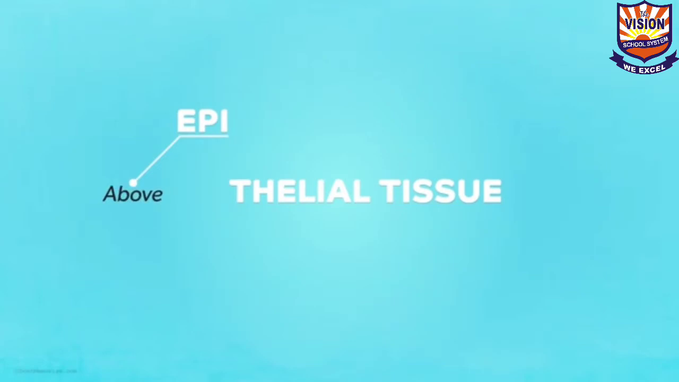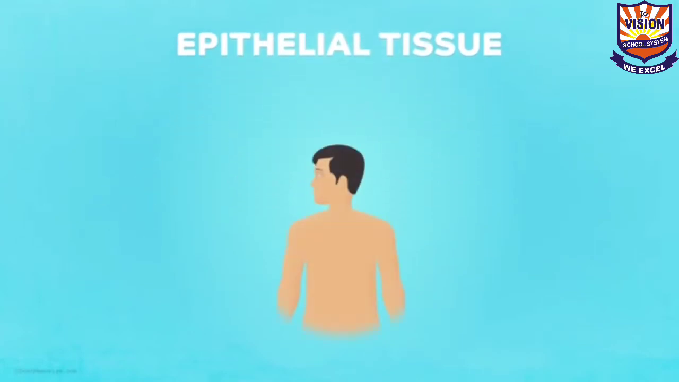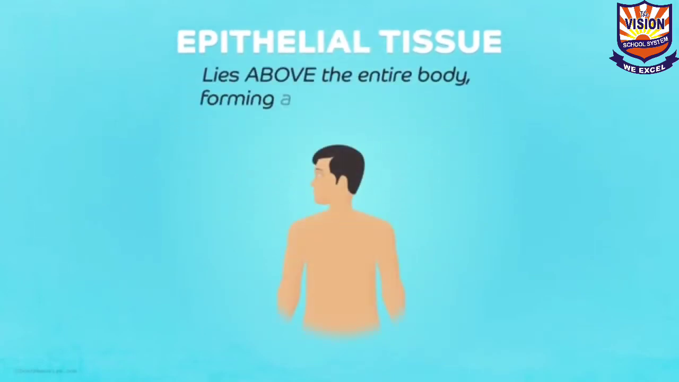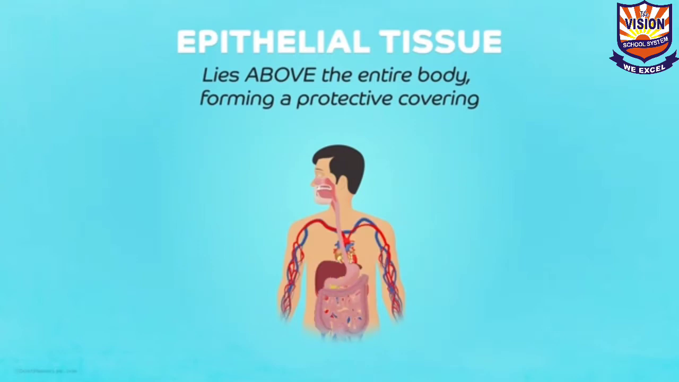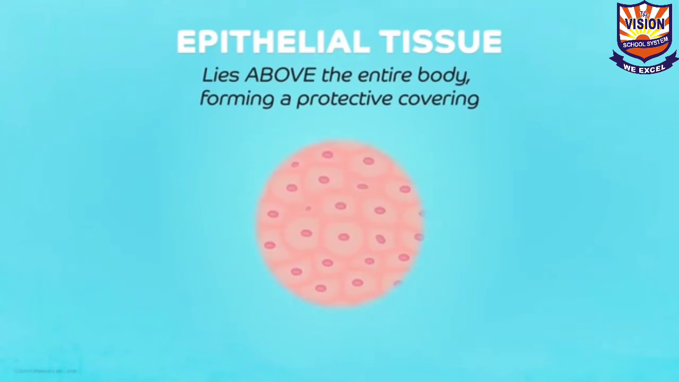Let's begin with the first type, epithelial tissue. As the name says, epi is above. So epithelial tissue is the one which lies above the entire body, forming a protective covering. Along with the covering, it also forms a barrier between the various organs, separating them. Now the structure of epithelial tissue: the cells of epithelial tissue are tightly packed, forming a continuous sheath.